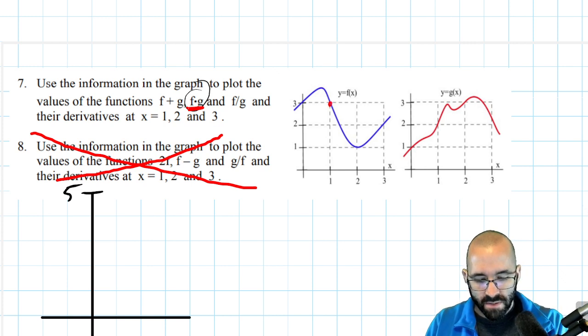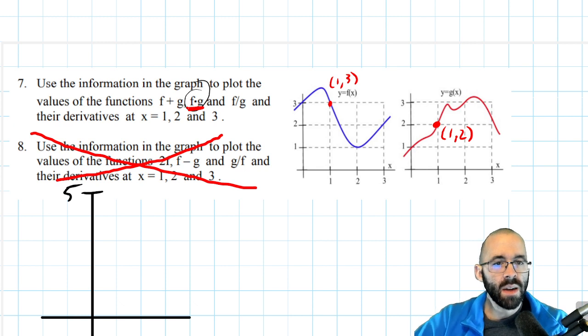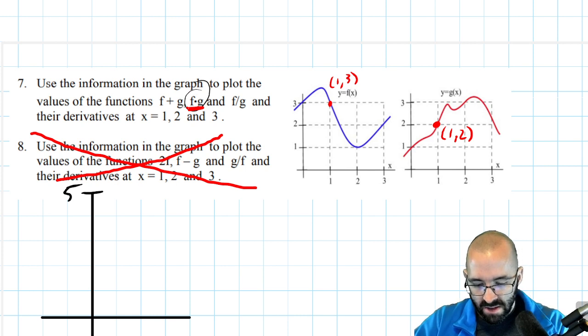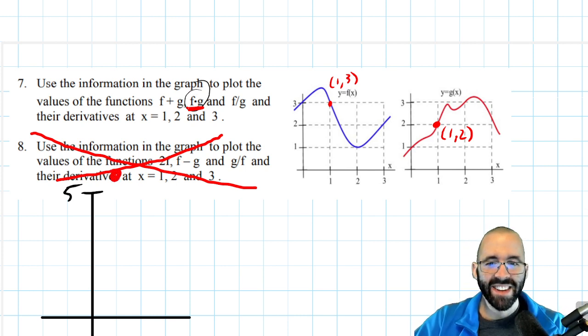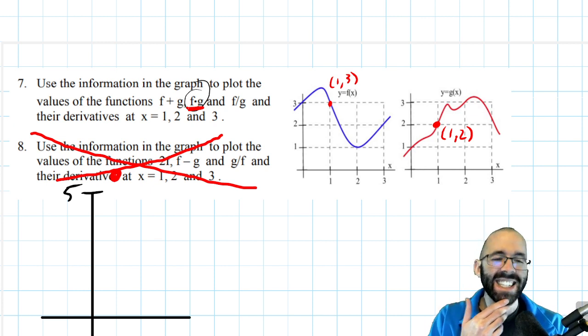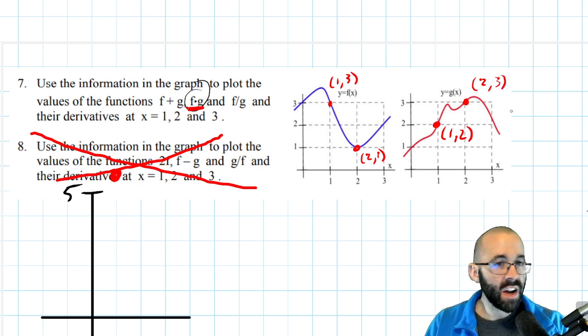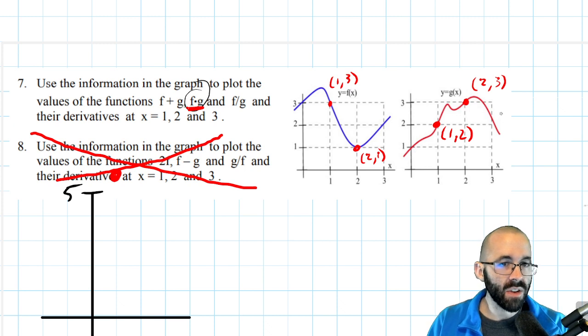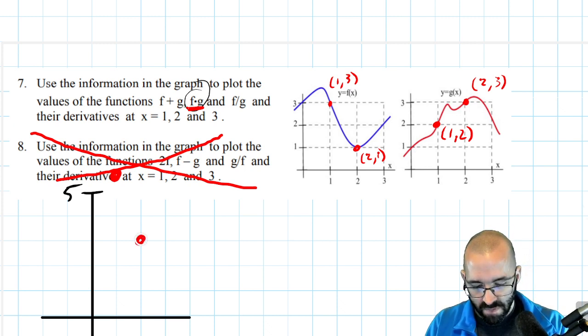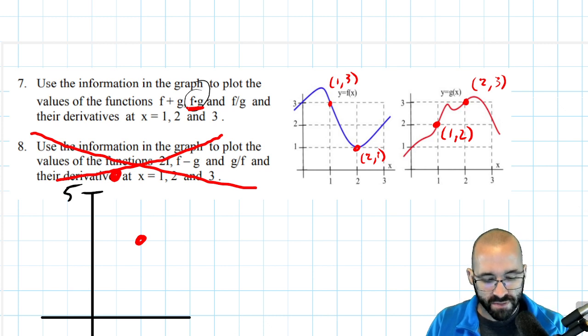So when x is 1, well, this is the point 1, 3. This is the point 1, 2. What is f times g? It's the outputs. 3 times 2 is 6. So we're up here at 6. And now when x is 2, this is the point 2, 1. When x is 2, this is the point 2, 3. What is the value of f times g? It's just their outputs multiplied by each other. 3 times 1. This is where f times g is here.